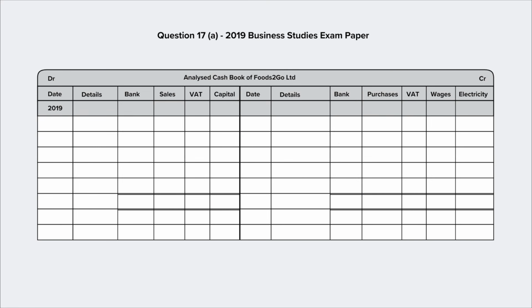Always ask yourself before you put in any transaction details, is this money in or money out? Shareholders invested in the company, so it is of course money in.